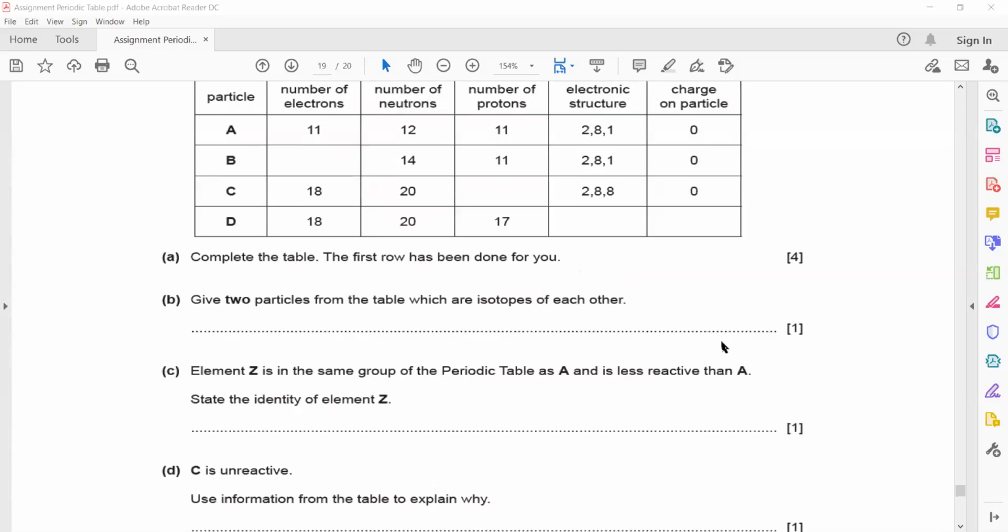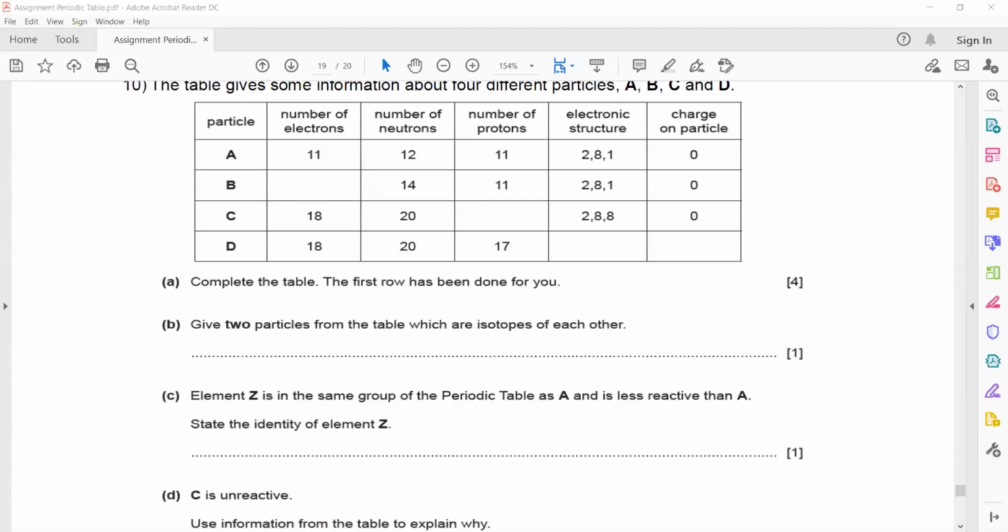So in the question, element Z is in the same group of the periodic table as A. We already identify A as a group 1 element. How do we identify A is a group 1 element? Because it contains 1 electron in the outermost shell. And I mentioned Z is less reactive than A. So if an element is less reactive in group 1, it should be above or up. If it is more reactive, then it should be down.